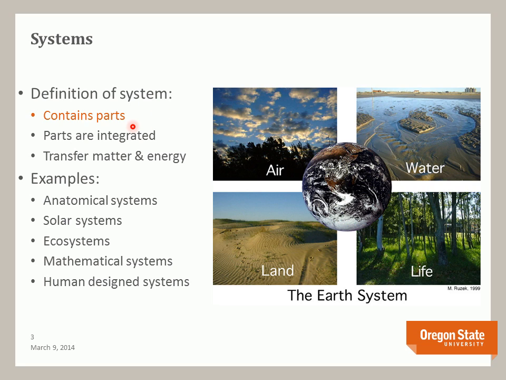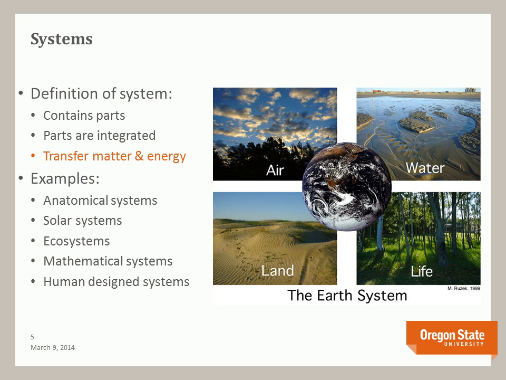Well, a system has three basic parts to its definition. One is that systems contain a series of different components or parts. Secondly, these parts are integrated in that they interact and there are interrelationships between the different parts. And third, that between these components or these parts, there is a transfer of matter and energy.